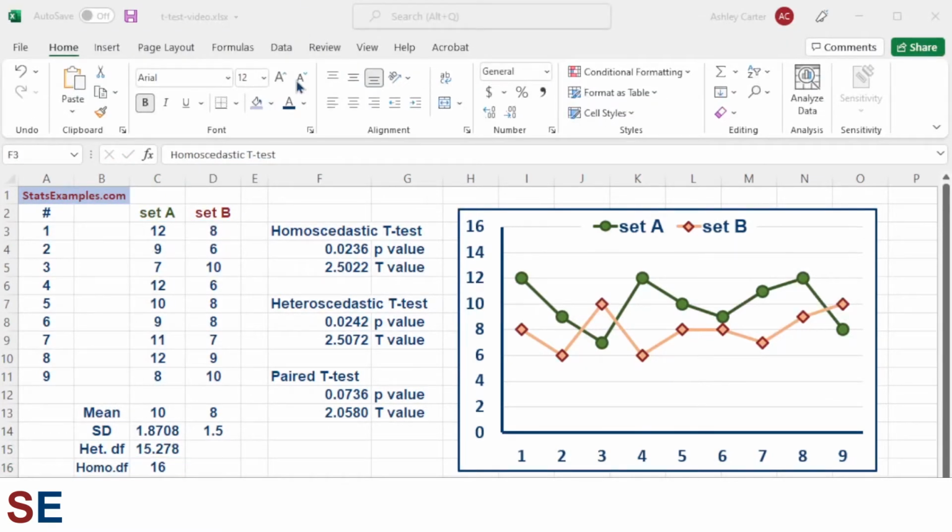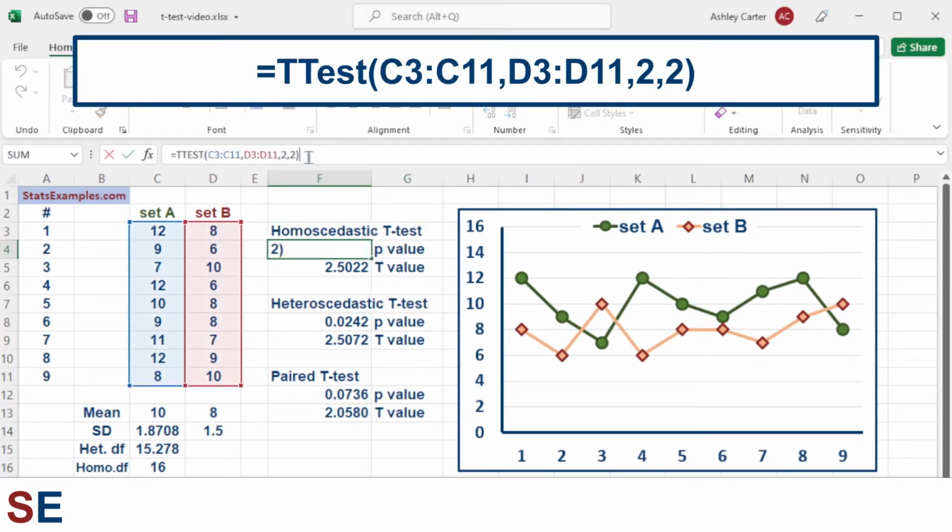Now we're ready to go ahead and do our t-tests. So let's go to the Excel sheet, look at the homoscedastic t-test. In cell F4, we have the following equation. T-test, because that's what's being done. C3 through C11, that's one set of data. D3 through D11, that's another set of data. 2, because we're doing a two-tailed test. And then this last 2 is telling Excel that we want to do a homoscedastic test. Once all this is entered, then we just hit enter, and it returns the p-value of that homoscedastic t-test.